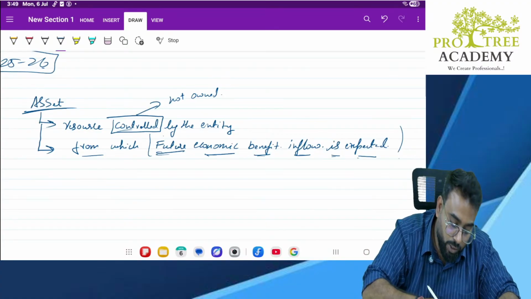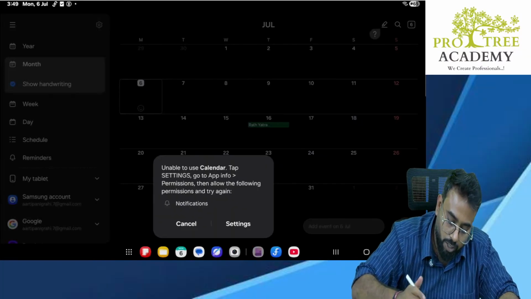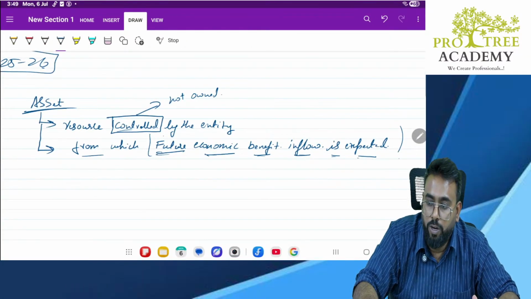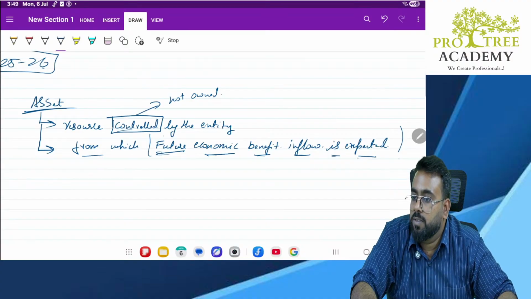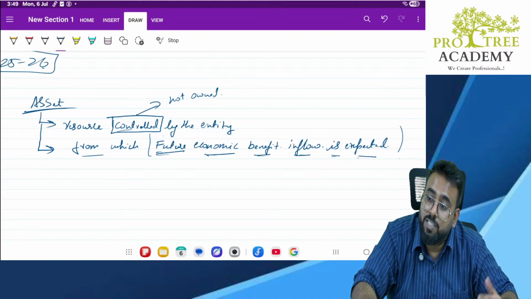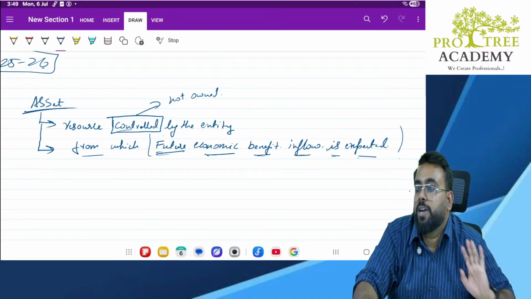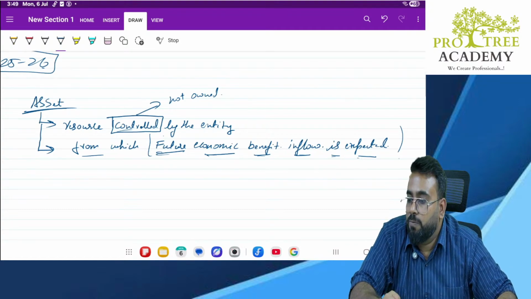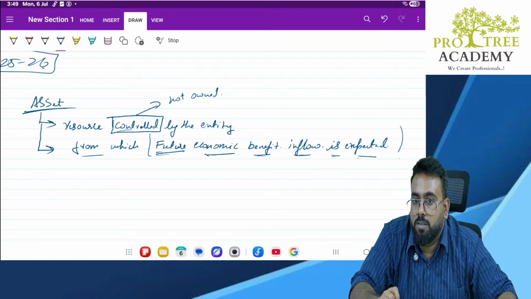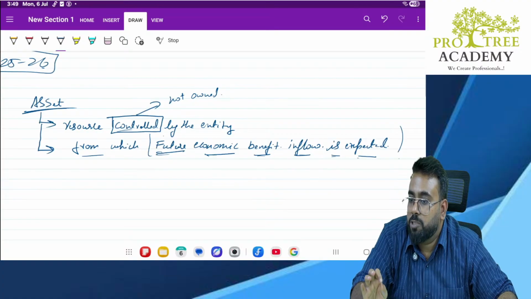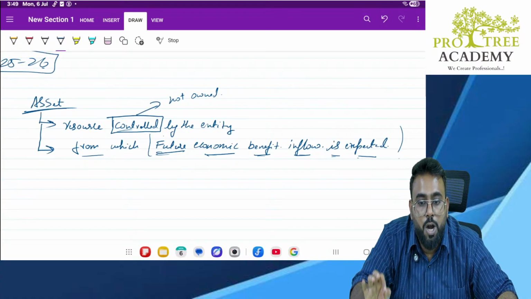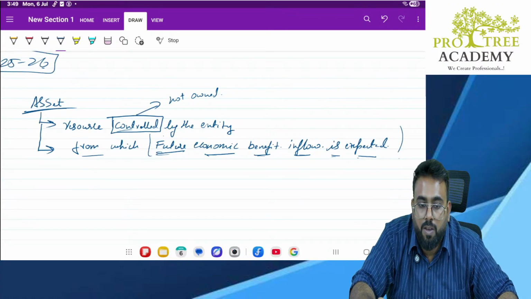Now, why do we use the word controlled and not owned? Can we just use the word owned? No. Owned can be used as an optional word. Controlled is the important word. Sir, why? Let's take the example of a building which you have taken on lease for the next 20 years. Clear?